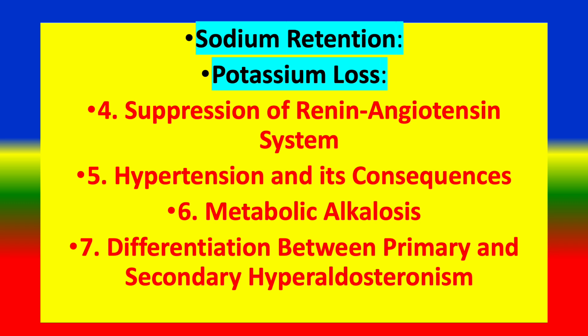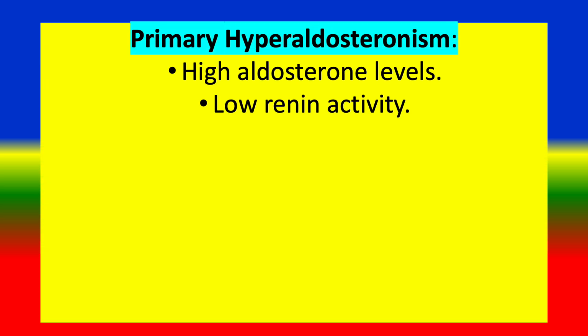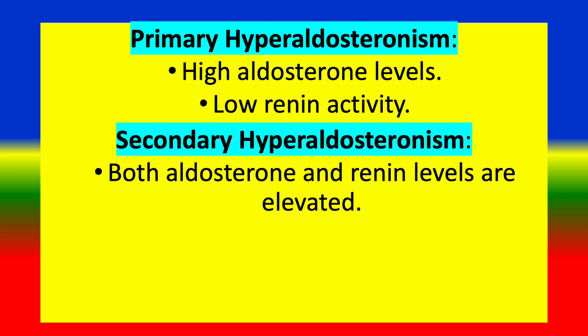7. Differentiation between primary and secondary hyperaldosteronism. Primary hyperaldosteronism: high aldosterone levels, low renin activity. Secondary hyperaldosteronism: both aldosterone and renin levels are elevated.